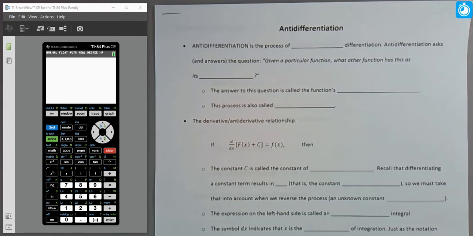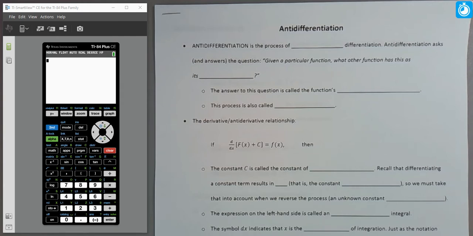In this video, we're going to begin our discussion of anti-differentiation. So at this point, we know a lot about differentiation. We have a lot of strategies to calculate derivatives, and we also know of a variety of different applications for differentiation, including finding maximum and minimum values.